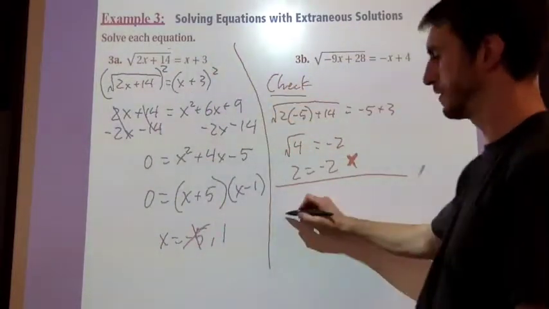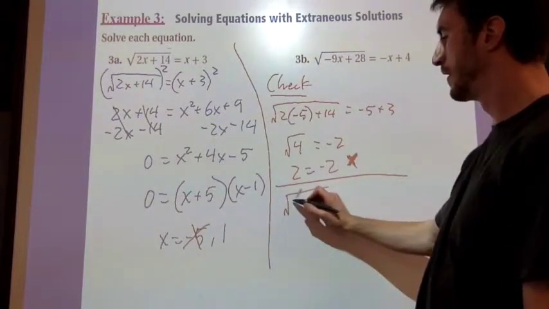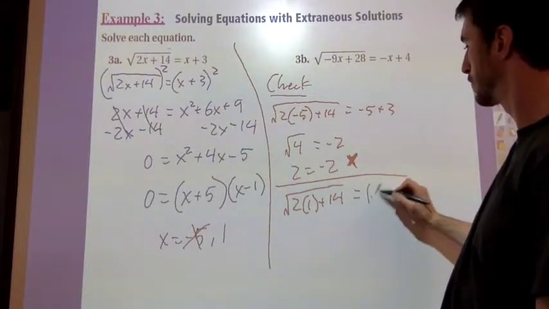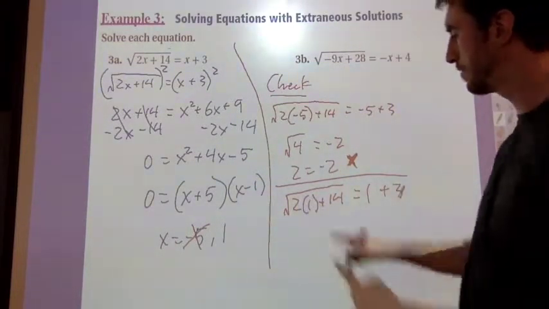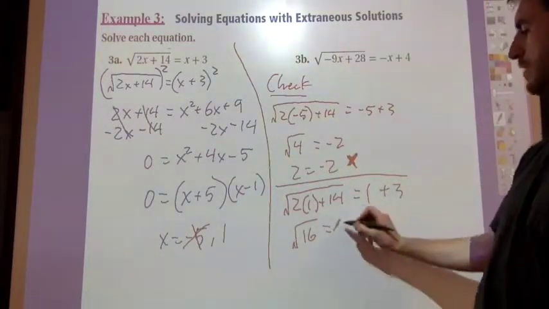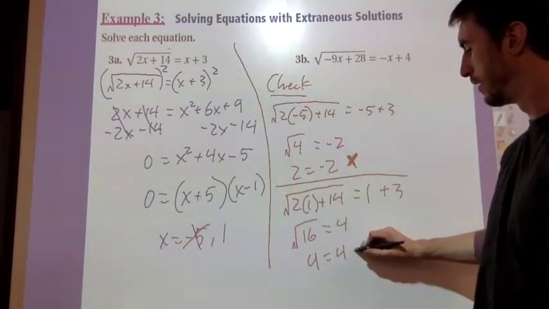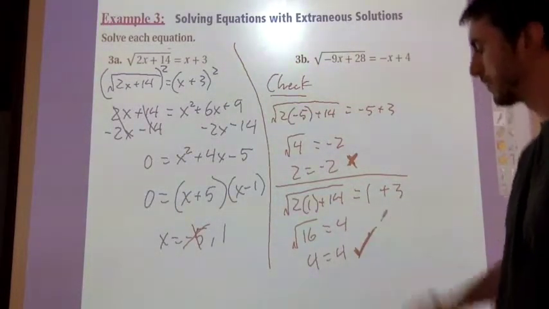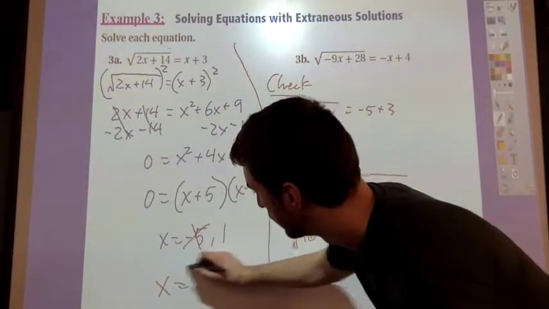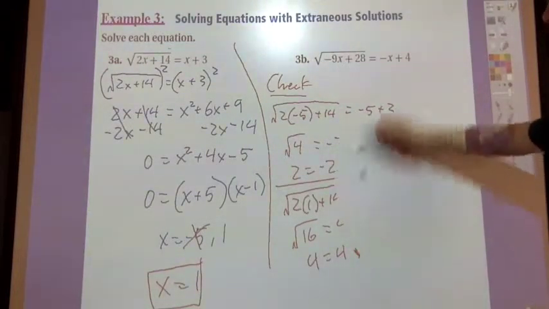Okay? Let's try this next one. Let's try 1. So we have the square root of 2 times 1 plus 14 equals 1 plus 3. 2 times 1 is 2 plus 14 is 16, so that's a square root of 16 equals 1 plus 3 is 4. Square root of 16 is 4. 4 does equal 4. So that one, that's a check mark. Ding! That one works. So the answer is x equals 1.